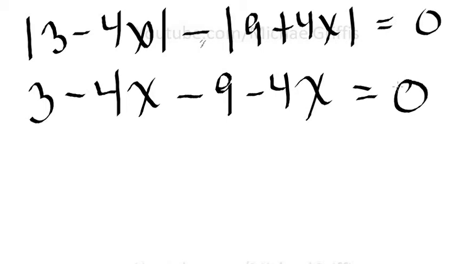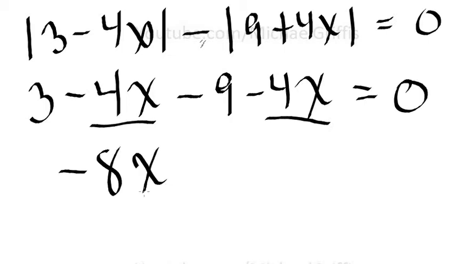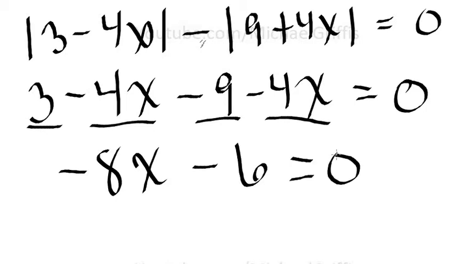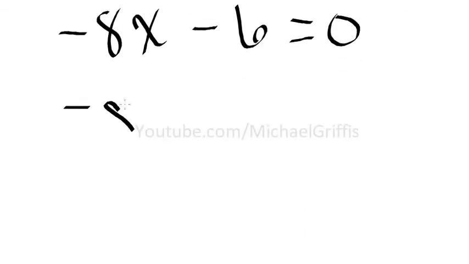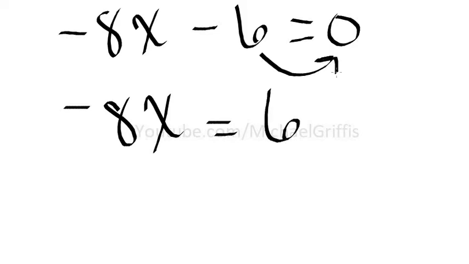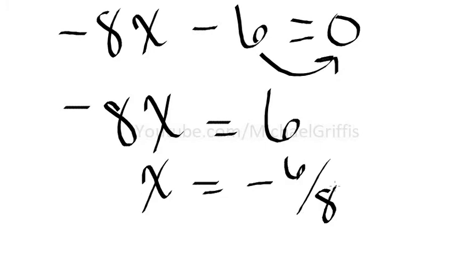Okay, collecting up like terms, we have negative 8x. And then 3 minus 9 is negative 6. Set that equal to 0. Alright. So we have negative 8x is equal to 6, right? Taking this over to the right makes it positive, so positive 6. And therefore we have x is equal to negative 6 over 8.